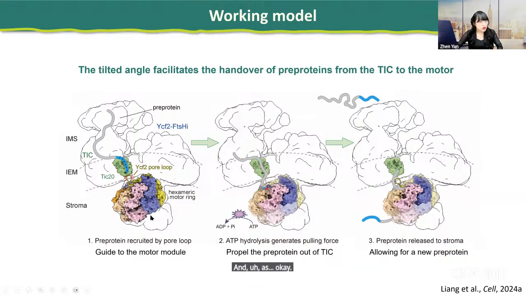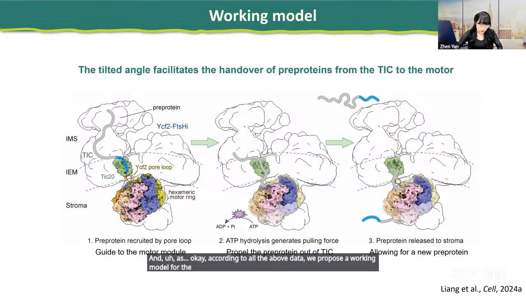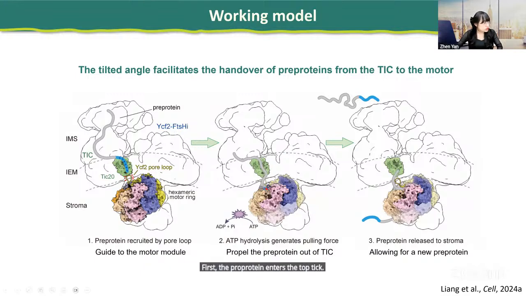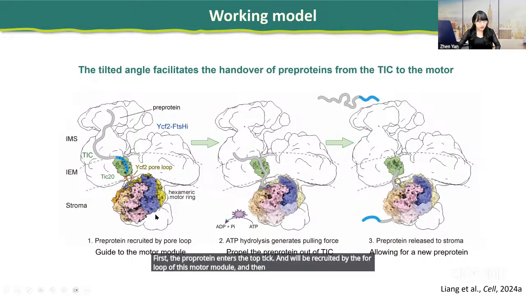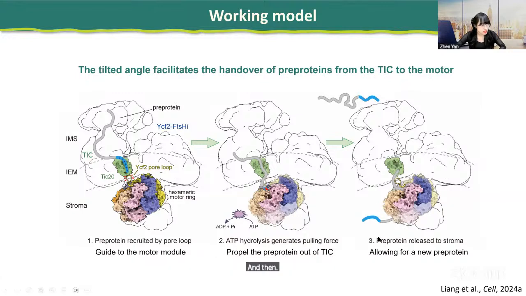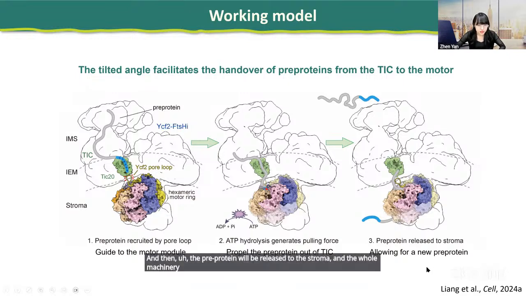According to all the above data, we propose a working model for the chloroplast protein import system. First, the protein enters the TOC-TIC and will be recruited by the pore loop of this motor module. And then the ATP hydrolysis will generate the pulling force to propel the preprotein out of TIC. Then the preprotein will be released to the stroma, and the whole machinery will be ready for a new cycle of preprotein translocation.